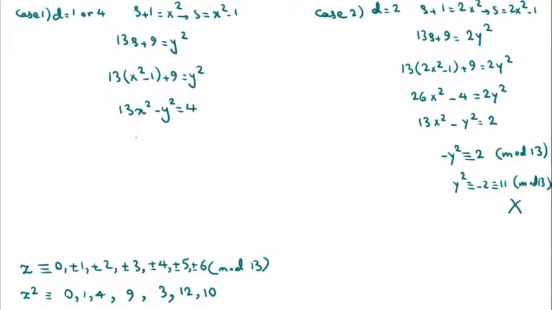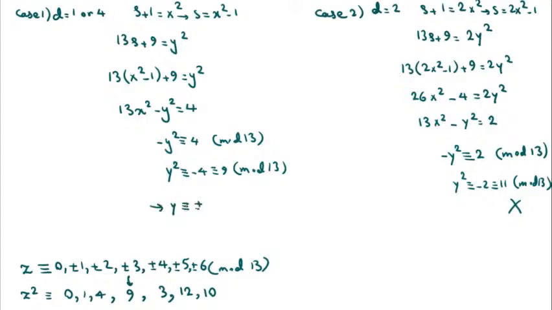Now, here, if you consider mod 13, negative y squared is 4 mod 13. So y squared is negative 4, which is 9 mod 13. And we will see the only possible case to reach 9 is this. So we conclude y is plus minus 3, or we can say 3 and 13 minus 3, 10 mod 13. So we should check only these y's.